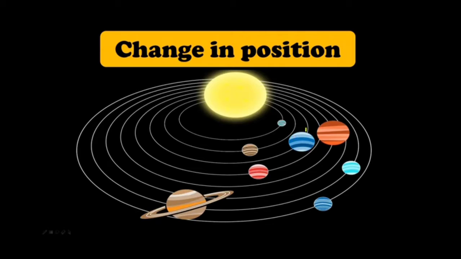Now all the planets of the solar system are continuously revolving around the sun. We know that, right? So what kind of change is this? This is a change in position. They are continuously changing their position.